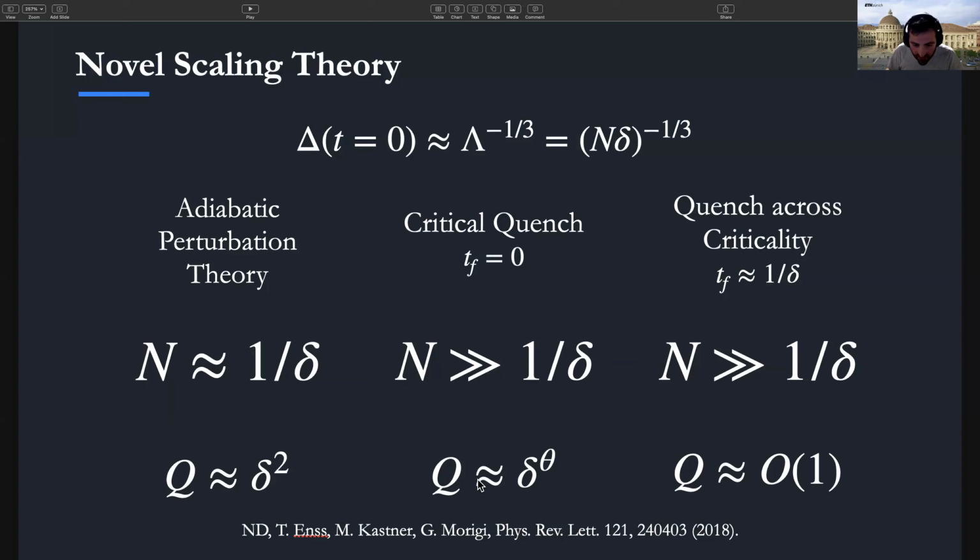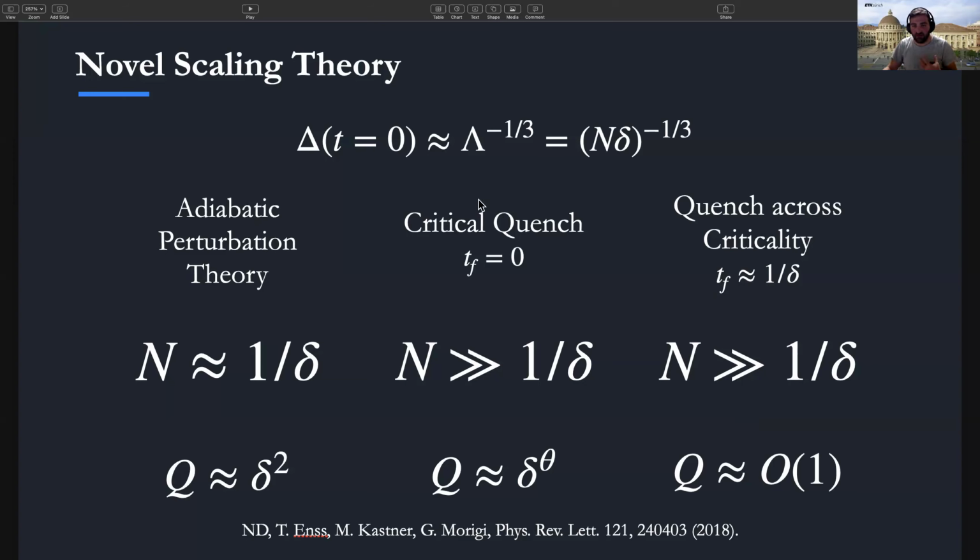So there I find that my Q scales with an exponent delta to the theta, and I will show you what theta is later, but there I find an actual Kibble-Zurek scaling. But when I do the full ramp, so when I ramp across my critical point and I take a final time which is of the same order of the initial time, which is of order 1 over delta, and I also take my thermodynamic limit first, when I find these two conditions together, which is the case which was giving a Kibble-Zurek scaling for the short-range model, here I don't find any scaling.